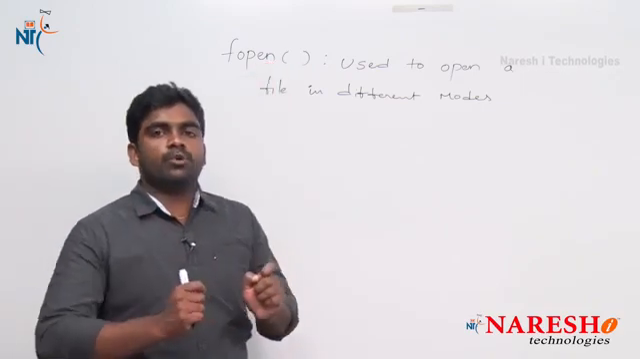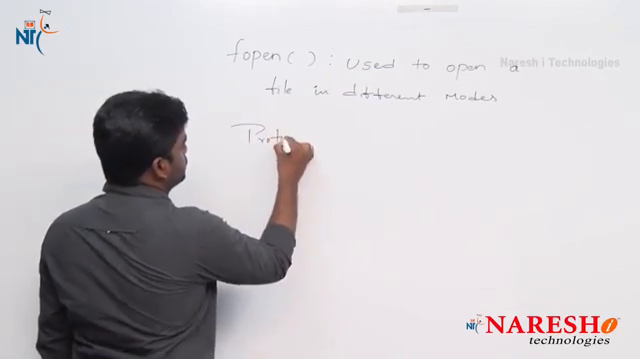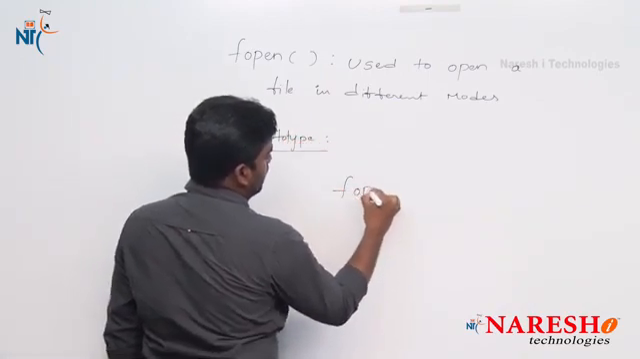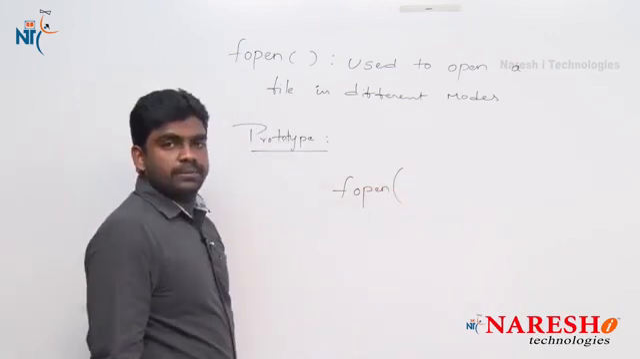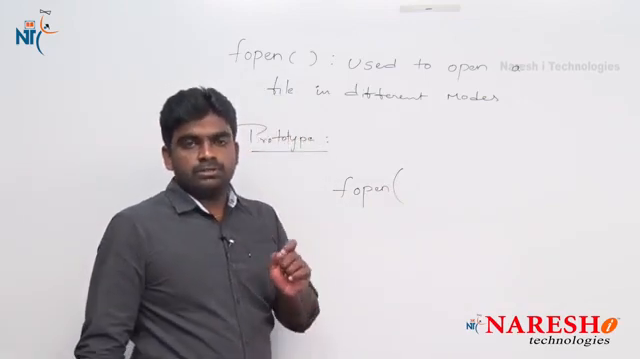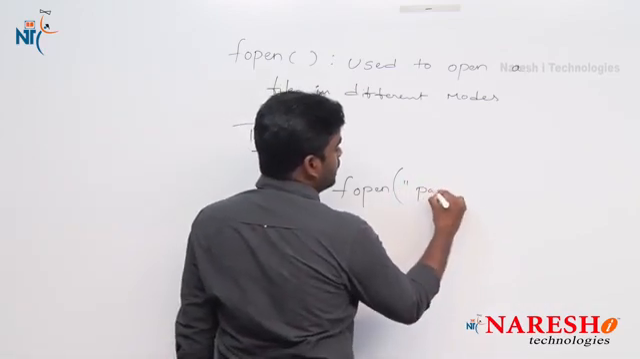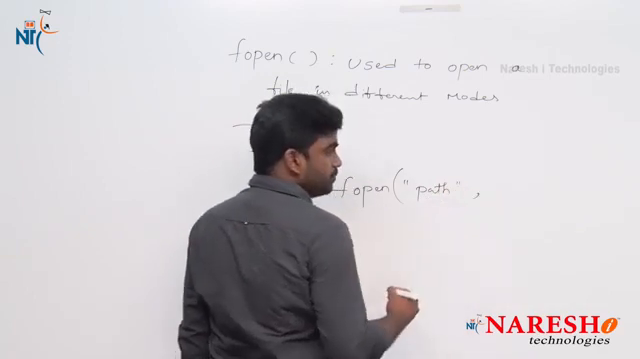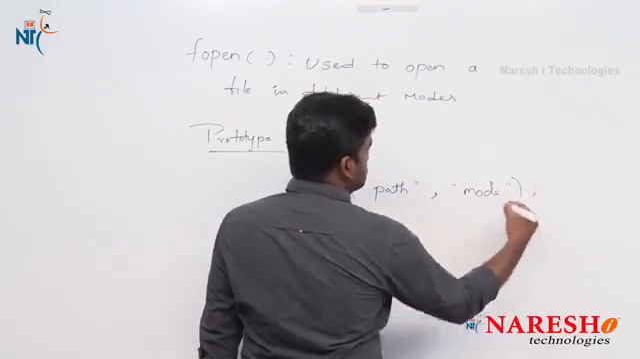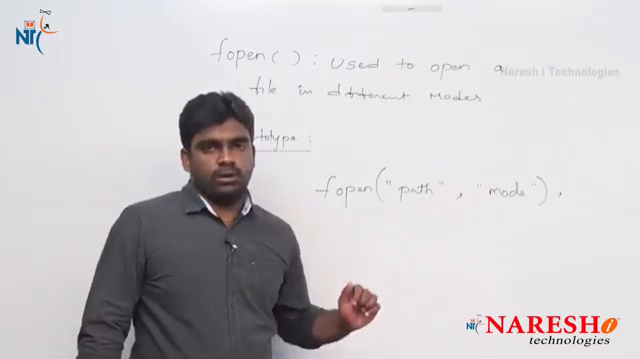And what is the exact prototype of the fopen function? See the prototype. The function name is fopen. It is taking the file path. So what file you want to open, the file path you should provide. The path we should provide in the form of a string, in double quotes. And next, the mode also you should provide, that is also in double quotes, a character pointer type, string type. Path and mode.